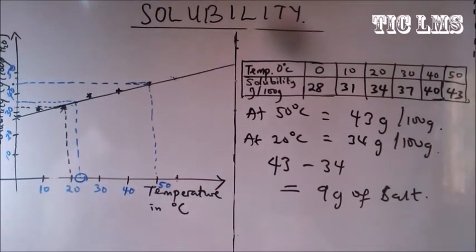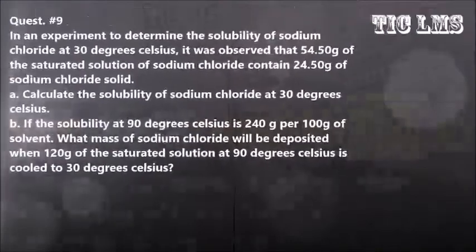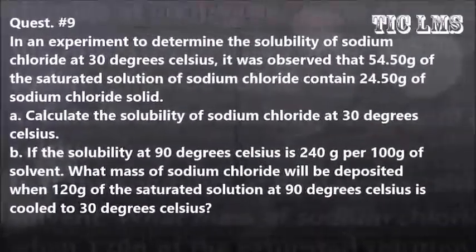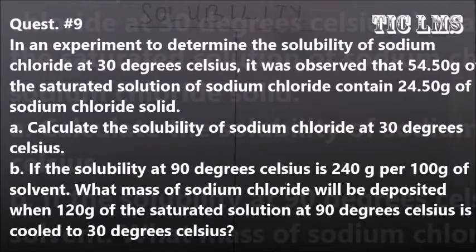And so that is what the solubility curve or graph is about. Next question. In an experiment to determine the solubility of sodium chloride at 30 degrees Celsius, it was observed that 54.50 gram of the saturated solution of sodium chloride contain 24.50 gram of sodium chloride solid. A. Calculate the solubility of sodium chloride at 30 degrees Celsius.